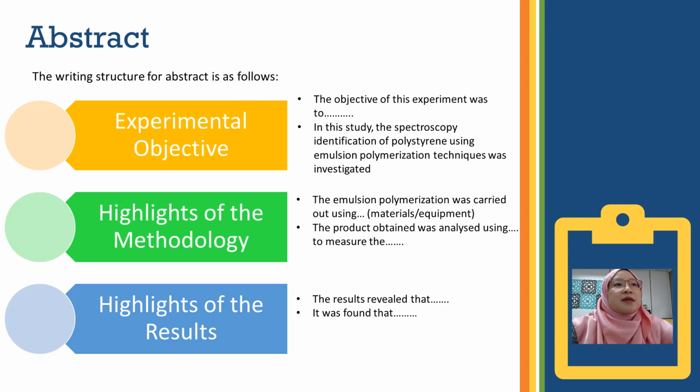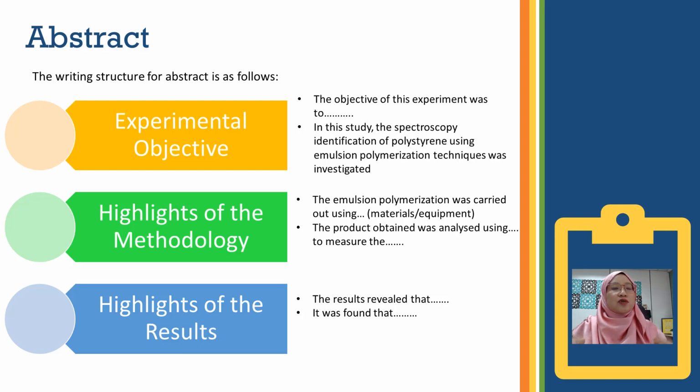Okay, the second example is "the product obtained was analyzed using". So if you want to highlight the testing, you can use the sentence, "the product obtained was analyzed using", for example, FTIR, to measure the what. Okay, and lastly, highlight of the result. So go straight: "the result reveals that". Okay, so just highlight the most important part. Remember this is an abstract, only a short one, you don't have to highlight everything.